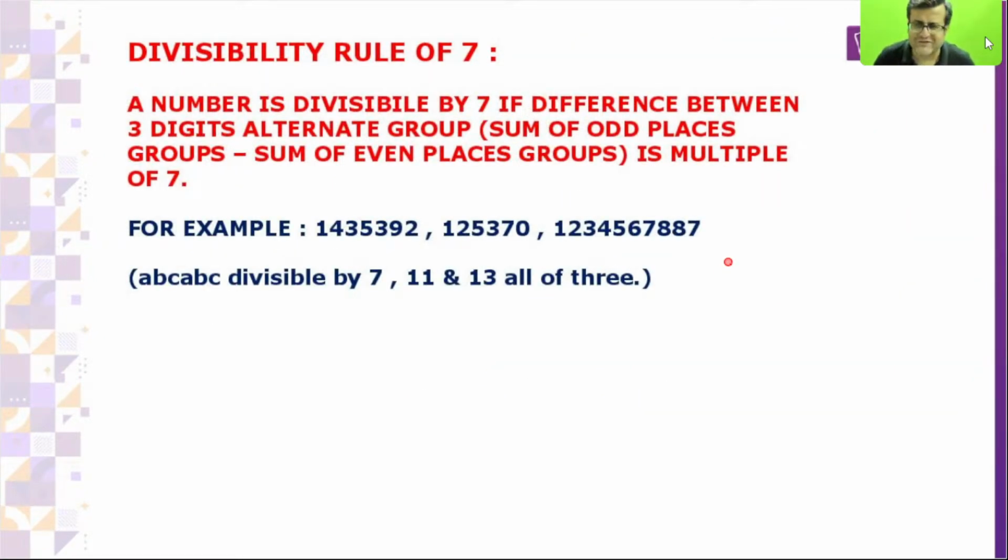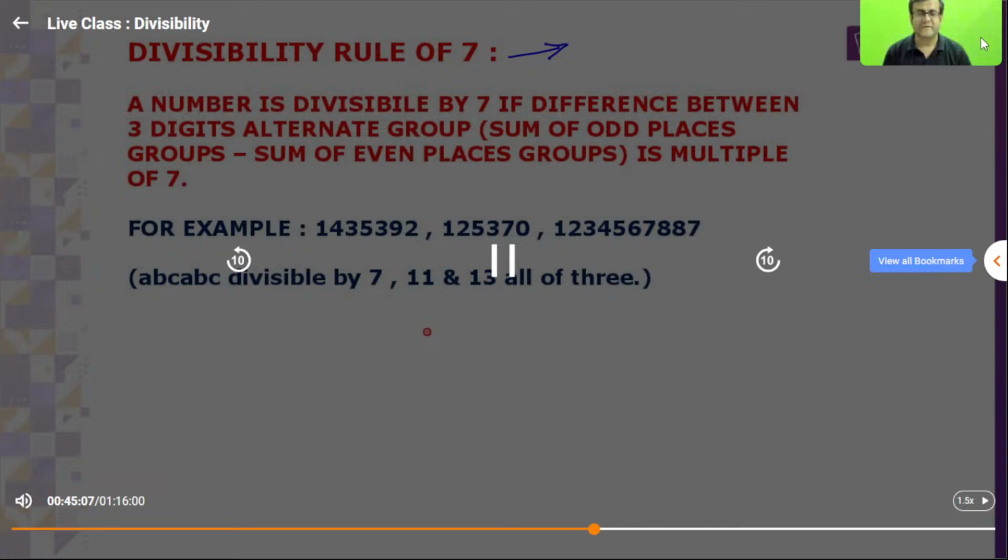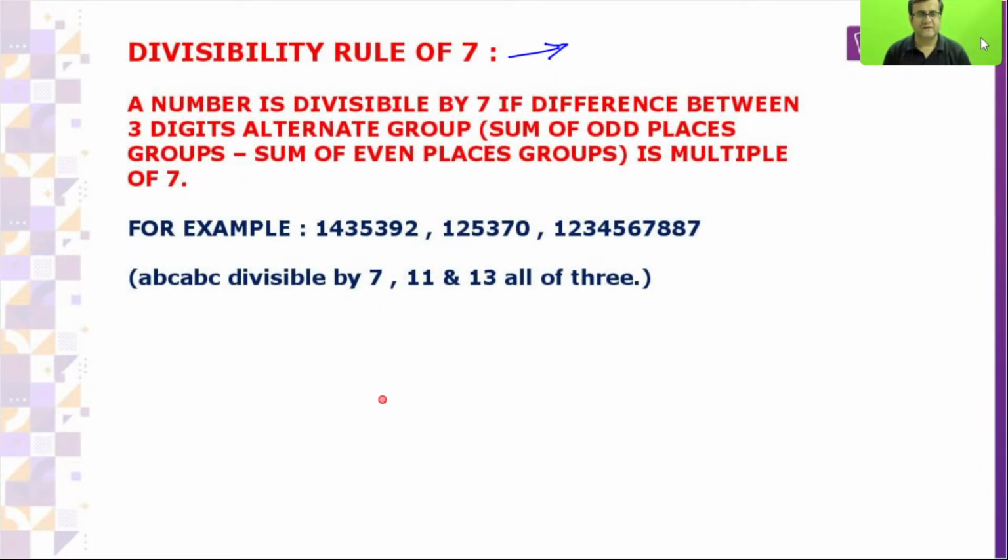Good. Now come to the divisibility rule of 7. Look, the most important ones I have given you are 2, 4, 8, 16, 3, 9, 5, 25, 11. These are the most important. Now this is the least important one, the divisibility rule of 7, because the method is lengthy. Every time the method is lengthy.